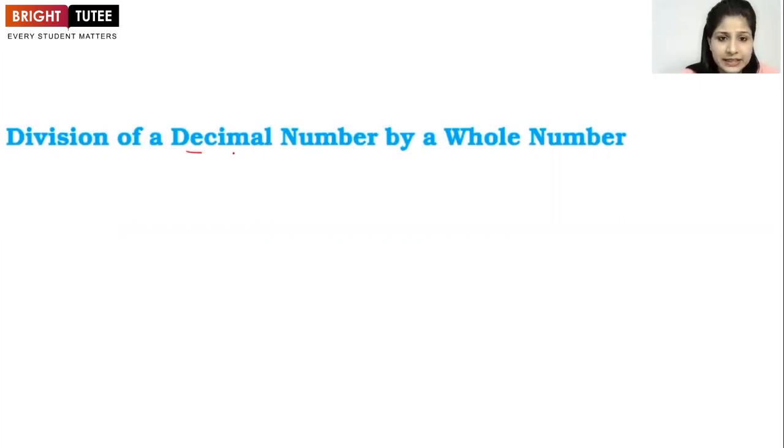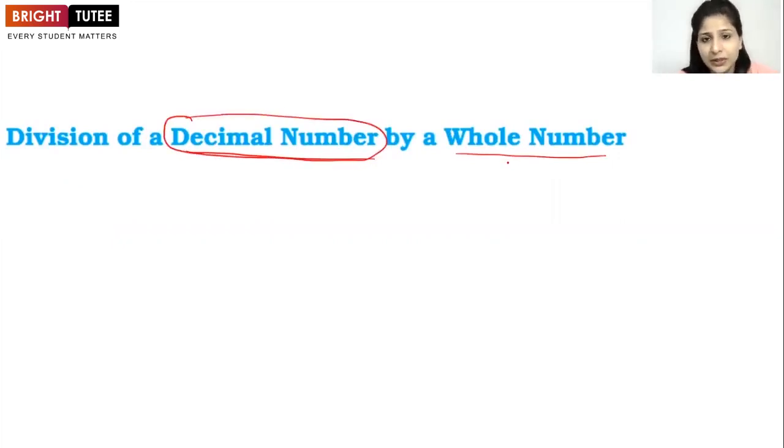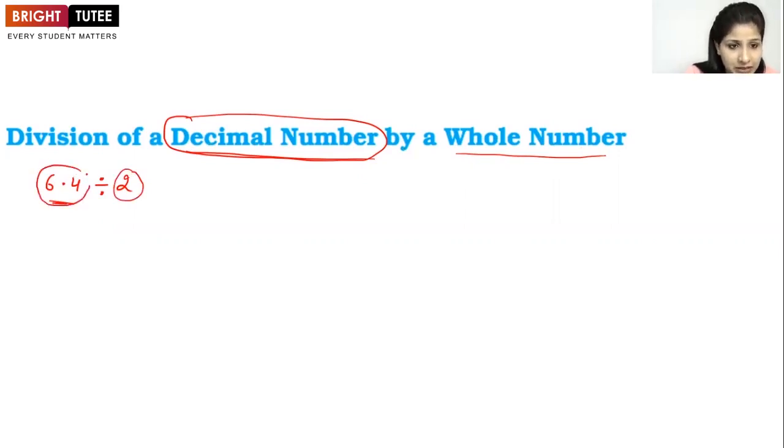Now, division of a decimal number by a whole number. How do we divide a decimal number by a whole number? Suppose we have the example 6.4 to be divided by 2. So here the decimal number is 6.4 and the whole number is 2. We know that if we have a decimal number, we can definitely convert it to a fraction. How do we convert the decimal to a fraction? We just count the number of decimal places. Here it is 1. Remove the decimal and place 1 and 0, that is 10.